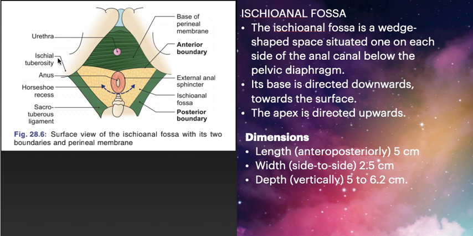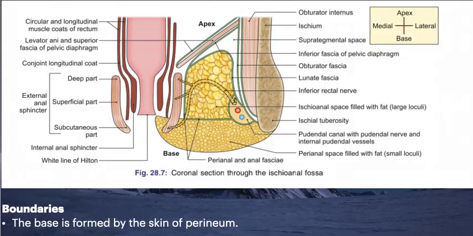This is just the surface view of the ischioanal fossa. Dimensions: length, anteroposteriorly, is around 5 centimeters, width side to side is 2.5 centimeters, and the vertical depth is around 5 to 6.2 centimeters. Right. So this is the coronal section. This is the anal canal. On both sides, we have the ischioanal fossa. So this is basically an ischioanal fossa. For the boundaries, you see, this is the base and this is the apex part.